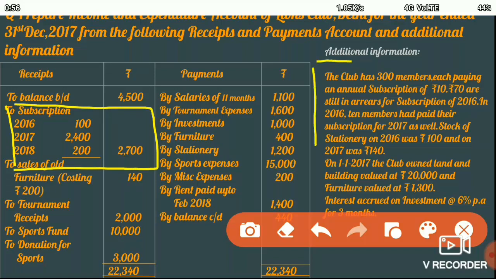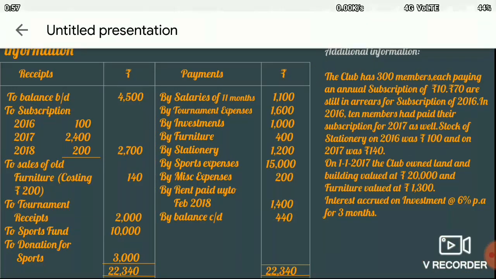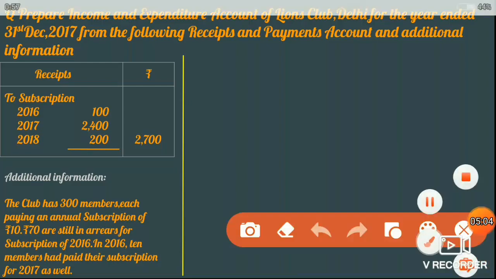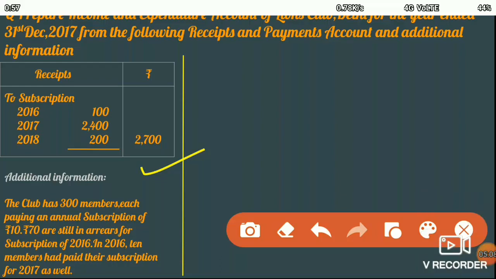So the items of the additional information and the information from the receipts and payments account. If I take the information from the receipts and payments account and the additional information, it will appear like this. So this is the information of the receipts and payments account for subscription and the additional information for subscription.